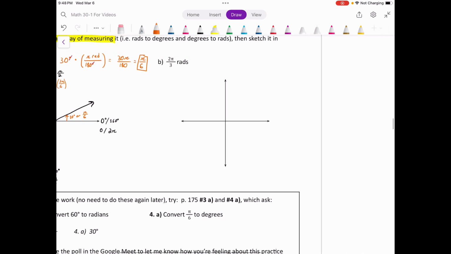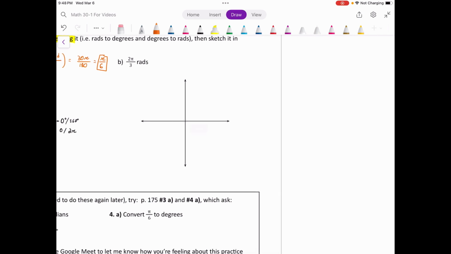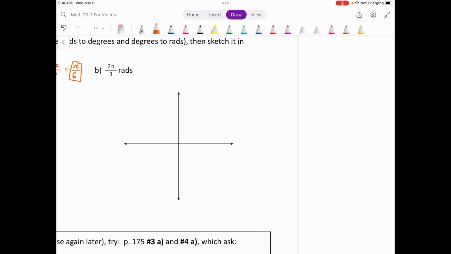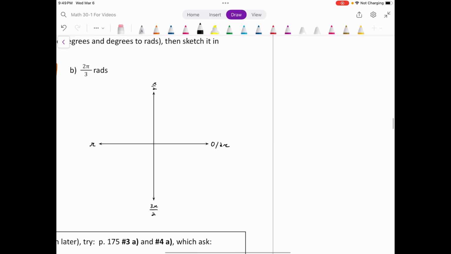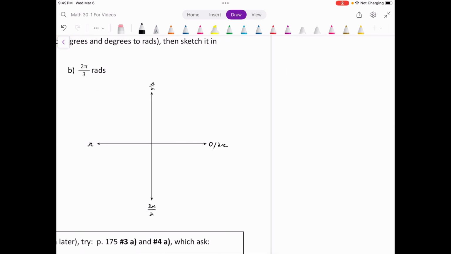Okay, 2 pi over 3 rads. So this is 2/3 of pi. I'm going to encourage you to start looking at it that way, right? Think about it. 0, pi over 2. We know pi is 180. And this is the power of radians, right? When students don't like radians, I find they're not thinking about the fact that it's telling you the fraction of the way you are to pi or to 2 pi, right?